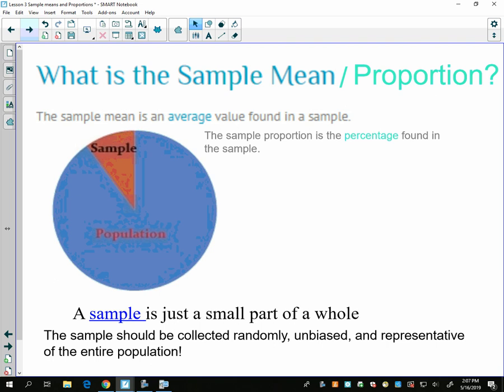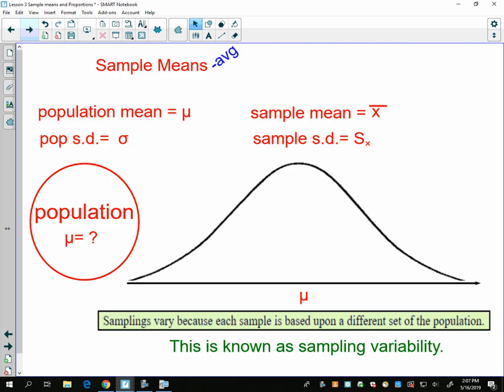Yes. A study of the whole population is called a census, correct? If you can survey everybody in the population, yes, it's called a census. Yeah. All right. So now on to this slide. Okay? So flip your pages.